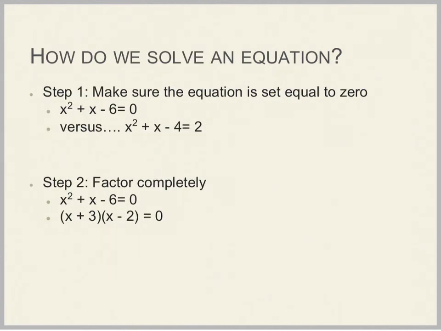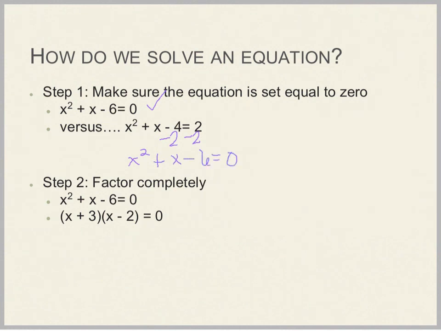So how do we solve an equation? Well, we have to first make sure that the equation is set equal to 0. In this first case, x squared plus x minus 6 equals 0. That step is already completed. However, in x squared plus x minus 4 equals 2, we need to set it equal to 0 by subtracting 2 on both sides. This will result in x squared plus x minus 6 equals 0.